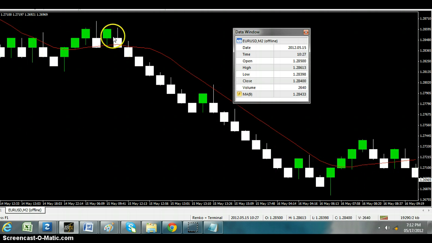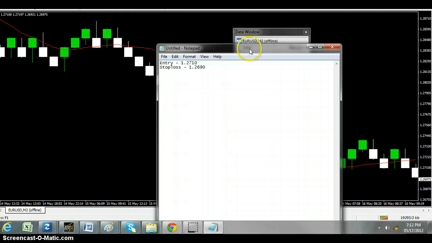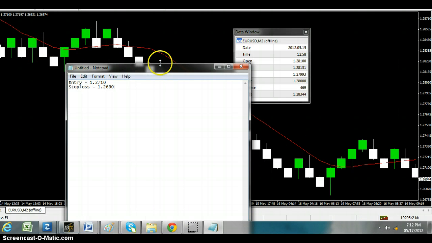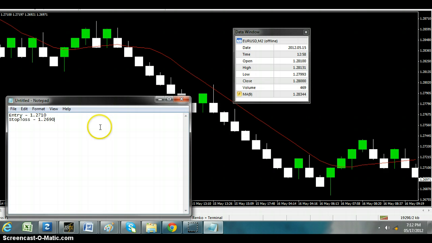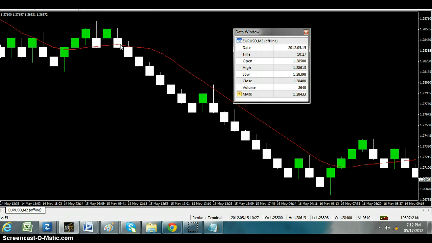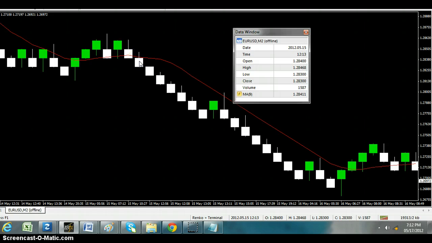Let's take this example. Take the close of this candle, 2840. The moving average is at 2843. It does not qualify for the short trade, so we will move to the next candle. The next candle closes at 2830. The moving average is at 2841. This certainly qualifies for the short trade. So we enter short at 2830.